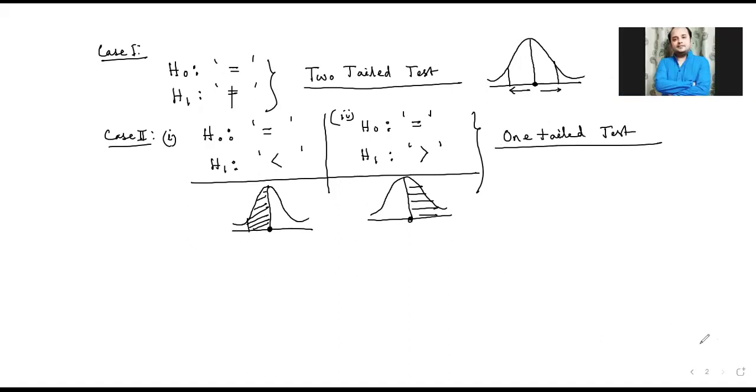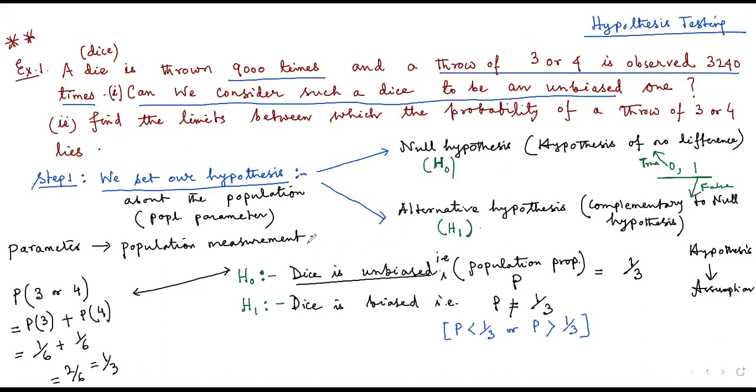So if I try to look at our given problem where we set our null hypothesis, we have found that in the dice problem, we are actually dealing with a two-tail test, because in null hypothesis, equality sign is there. In alternative hypothesis, not equal to sign is there. So that is another thing that you have to test properly, that whether you are dealing with a one-tailed system or you are dealing with a two-tailed system.